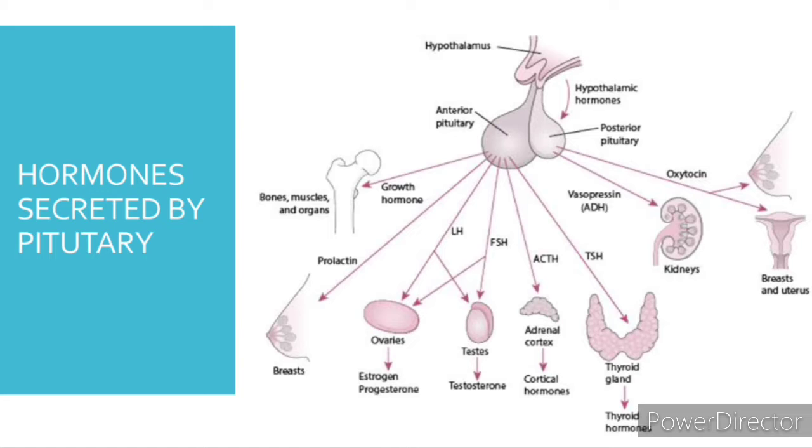Now, hormones secreted by the pituitary. Here you can see growth hormone, which works on bones, muscles and organs. Obviously it is important for the growth of our body. Then comes prolactin. It is involved with lactation. Then FSH and LH. These two hormones have particular effects in males as well as in females.